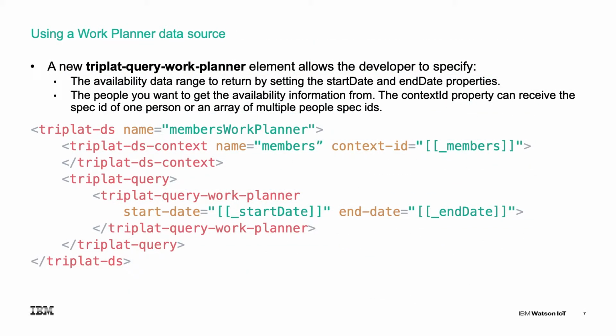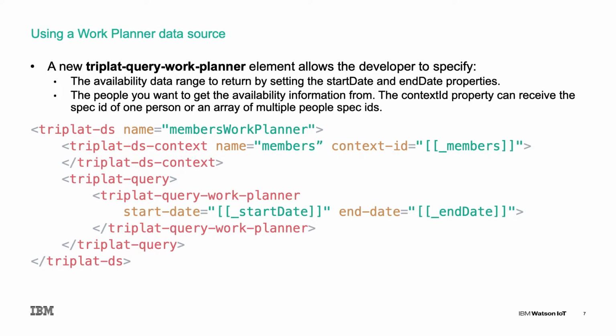To get the availability information from a Work Planner data source in an application, you can use the new triplet query Work Planner element. This new element can be used inside a triplet query and allows the developers to send input parameters to the Work Planner data source. You can specify the date range by using the start date and end date properties.